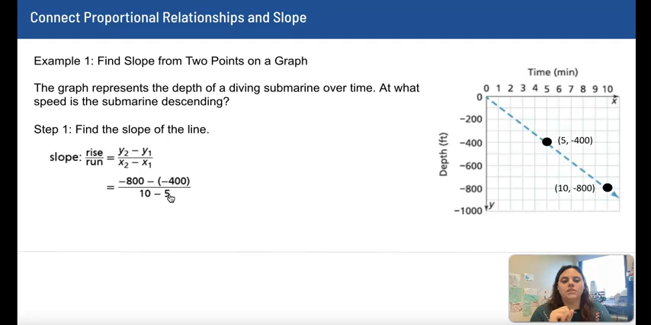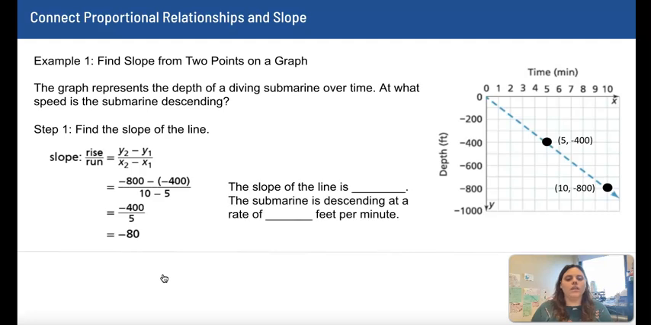So I just put those numbers in, and I can use a calculator to help me find that this is going to be negative 400 over 5. Negative 800 minus negative 400 is negative 400, and 10 minus 5 is 5. We can simplify this further by dividing it out, and we get negative 80. That negative makes sense because we are going down. It is diving. So the slope of the line is negative 80, and in context of our problem, the submarine is descending at a rate of 80 feet per minute.